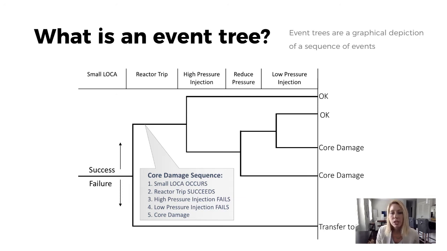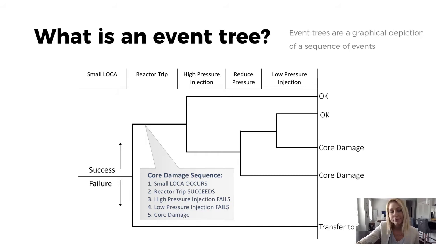And now pressure is still being reduced in the core, basically because there's a hole in it from the break, right? But the next step is to initiate low pressure injection. So let's assume that low pressure injection also fails for whatever reason. And so at this point you can see that if we follow the chain of events, we're going to have core damage, right? So not a good outcome.